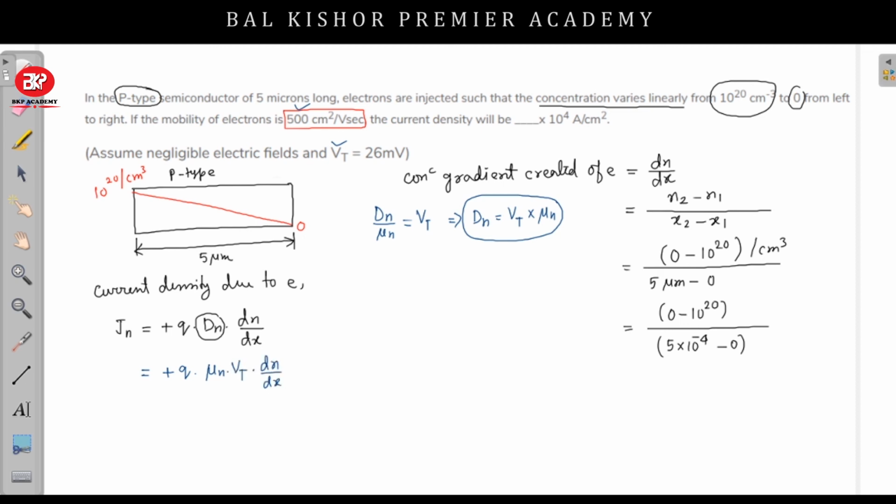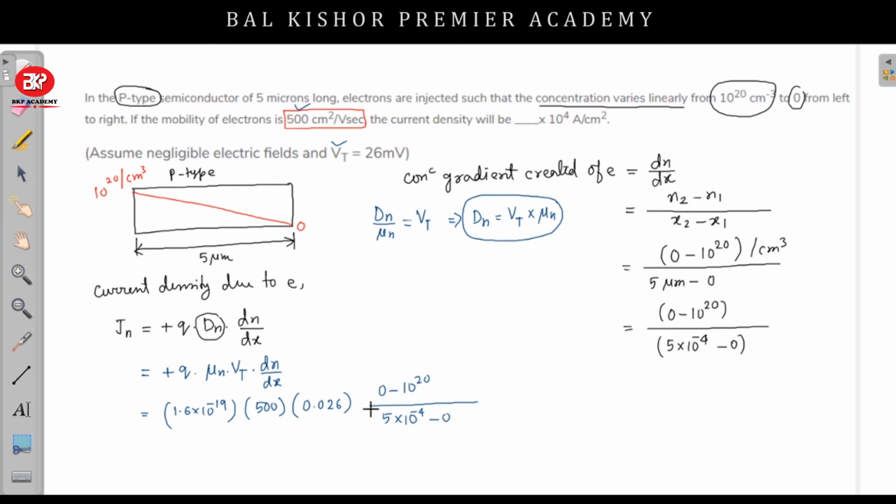So it will be 1.6 into 10 to the power minus 19. mu n वैल्यू क्या है, 500 सेंटीमीटर स्क्वायर पर वोल्ट सेकेंड. Vt value is 26 millivolt. So 26 millivolt is nothing but 0.026 volt. और dn by dx है 0 minus 10 to the power 20 divided by 5 into 10 to the power minus 4 minus 0. So now we can calculate this.